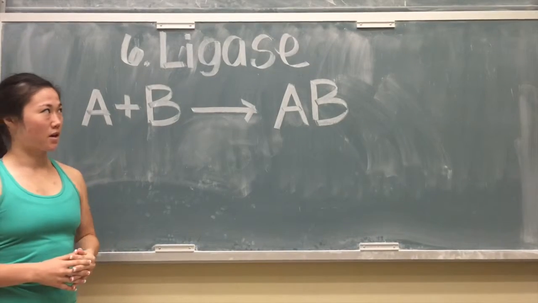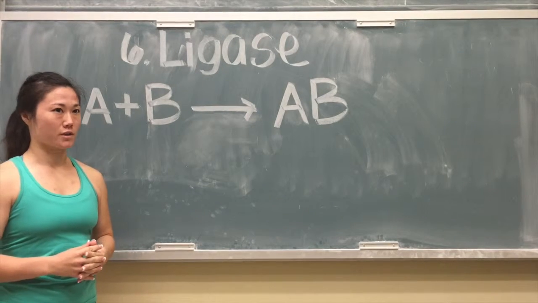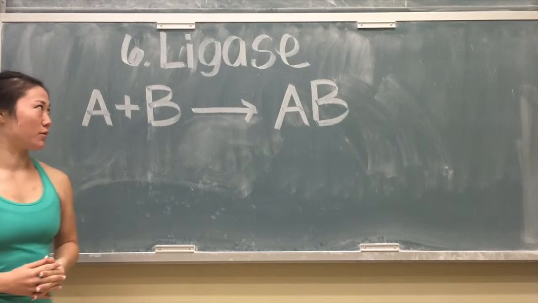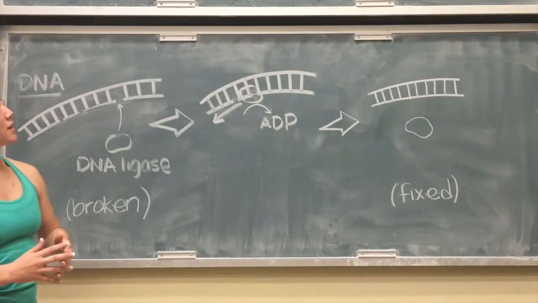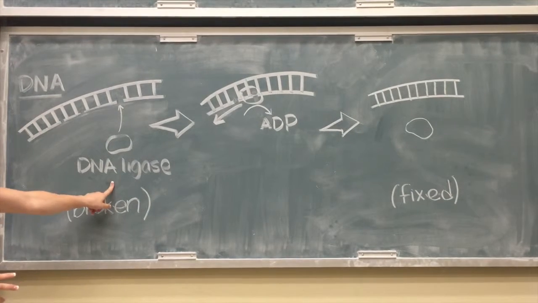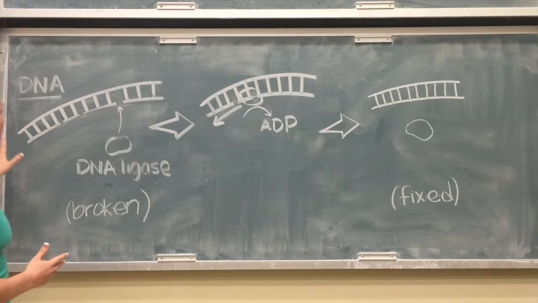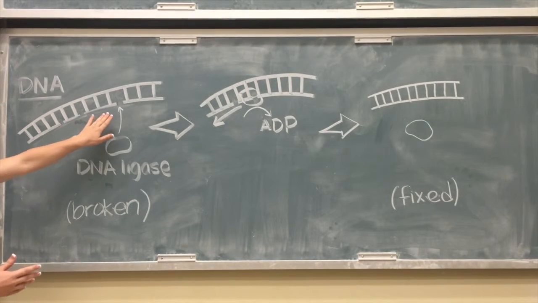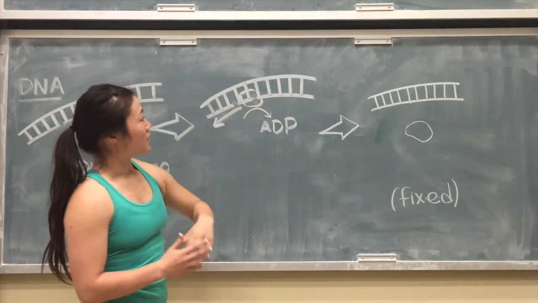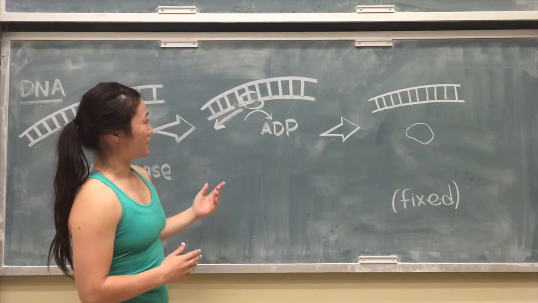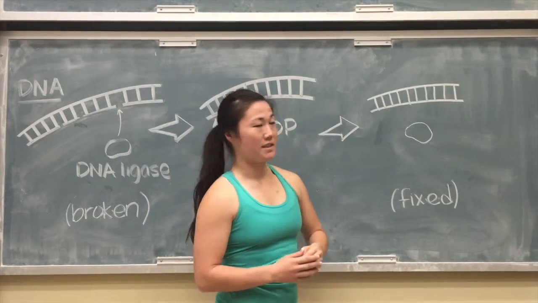Class 6 enzymes are ligases, which are responsible for ligating or joining two molecules together. The general form for this reaction is A plus B yields AB. An example of a ligase is DNA ligase, which is responsible for joining together DNA. Here we can see a broken piece of DNA, which uses DNA ligase to join these together. This reaction is fueled by ATP, which then yields ADP, resulting in a fixed DNA strand.